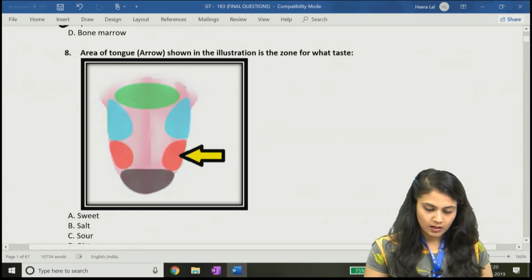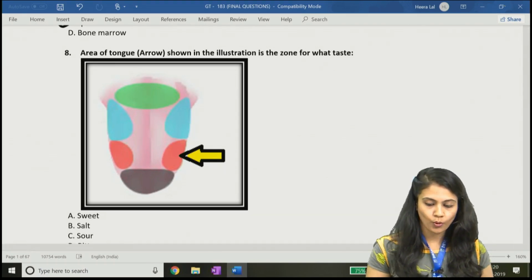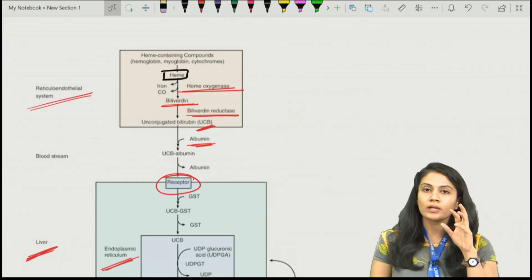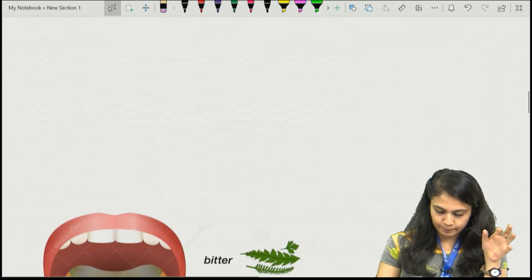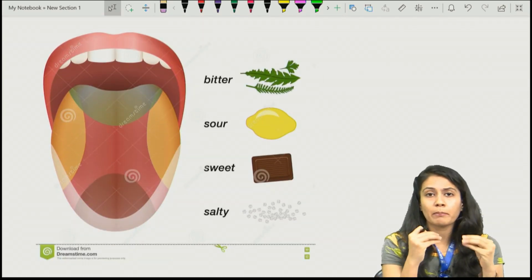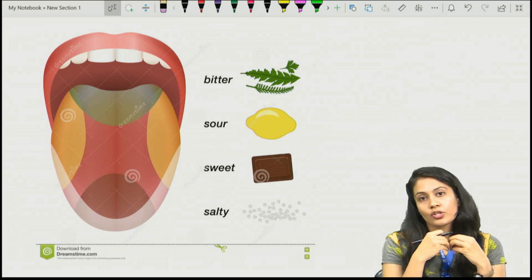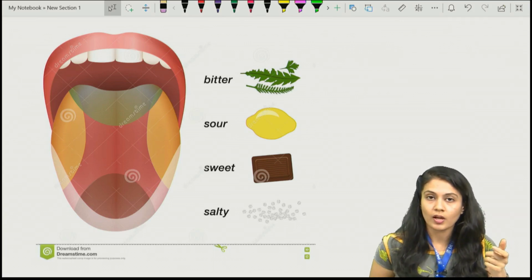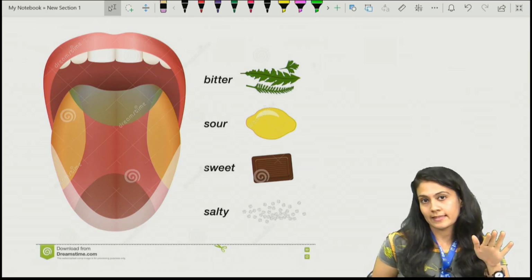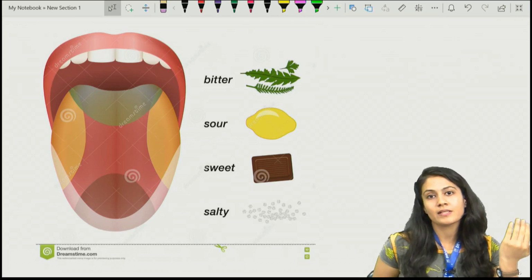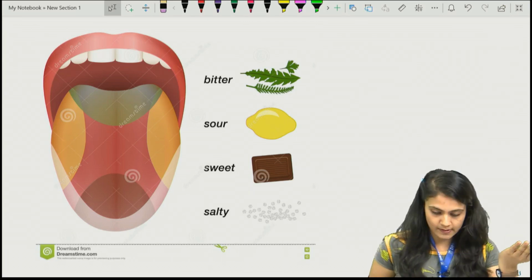Area of tongue shown in the illustration is the zone of what taste? Okay, we do have a diagram. The old concept says that different areas have a specific type of taste buds which can sense a specific type of taste sensation. But the new concept says that in all the areas we can perceive all kinds of taste sensation.